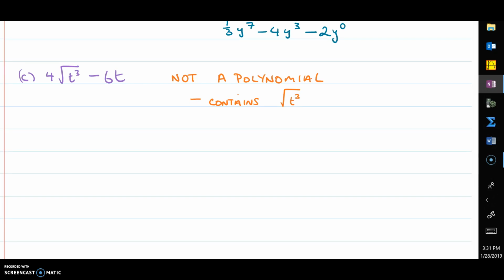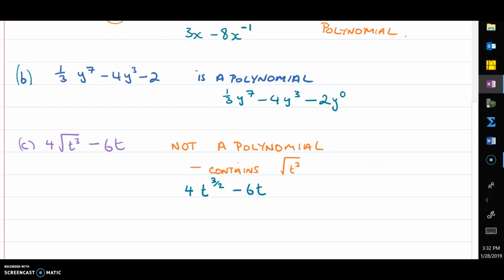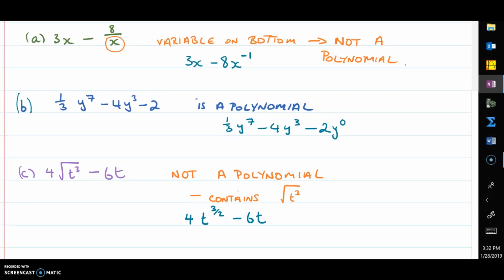If we wrote this in power terms, it would be 4t to the power of 3 over 2 minus 6t. Now 6t is okay, but this first term, 4t to the power of 3 over 2, has an exponent, a power that's a fraction, and that's not allowed. In terms of powers, you're not allowed to have fractions as your powers, and you're not allowed to have negative numbers as your powers. Remember we saw that in part A.